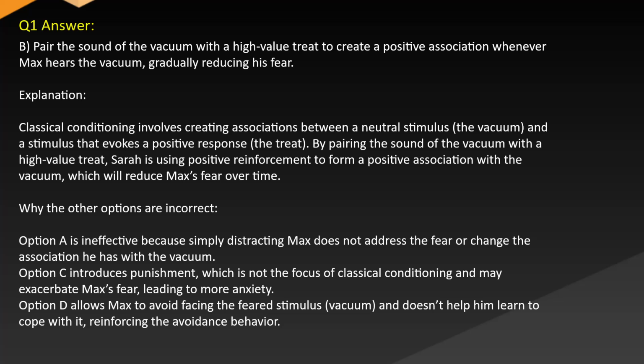While the other options are incorrect, option A is ineffective because simply distracting Max does not address the fear or change the association he has with the vacuum. Option C introduces punishment, which is not the focus of classical conditioning and may exacerbate Max's fear, leading to more anxiety. Option D allows Max to avoid facing the feared stimulus, the vacuum, and doesn't help him learn to cope with it, reinforcing the avoidance behavior.